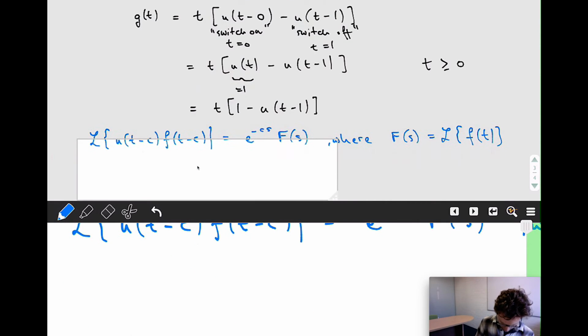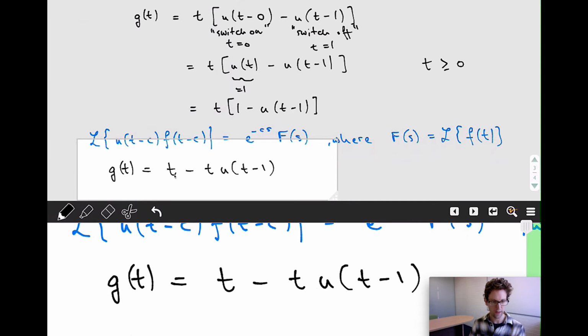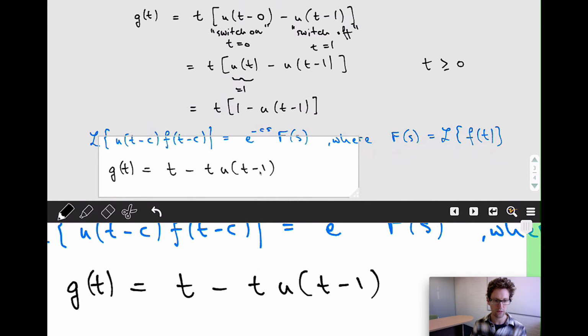So let's try that. We've got g(t). Let's multiply out my expression: t minus t u(t minus 1). That first bit there, t, that doesn't bother me too much. I know what the Laplace transform of t is. It's going to be 1 over s squared. But this t times u(t minus 1), that I need to deal with a little bit more carefully.